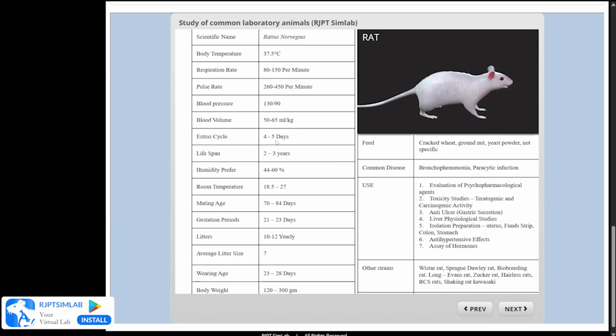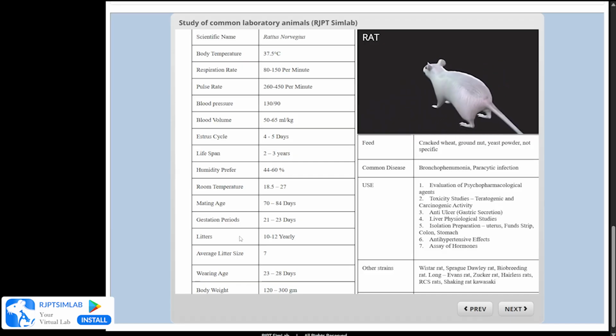The estrus cycle is of 4 to 5 days. Lifespan is of 2 to 3 years. And humidity, which is preferable for a rat, is 44 to 60%. The room temperature at which a rat should be kept is 18.5 to 27 degrees Celsius. The mating age of a rat is 70 to 84 days of its lifespan. Then the gestation period is 21 to 23 days.